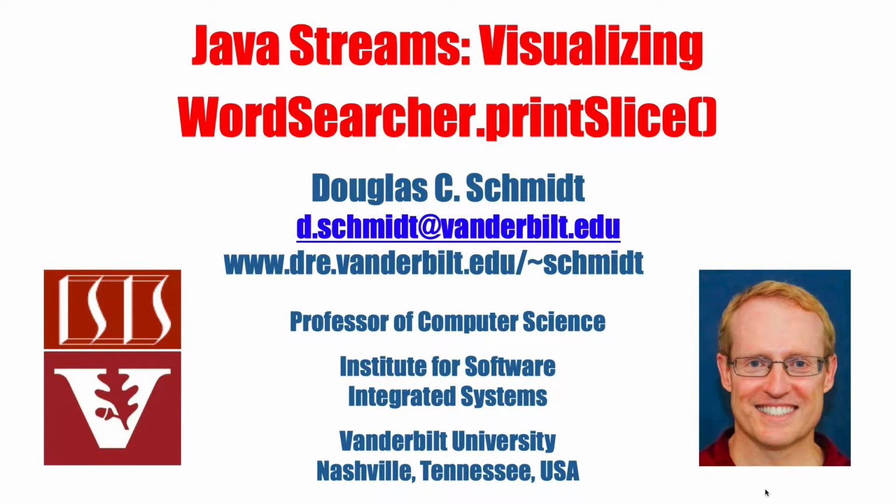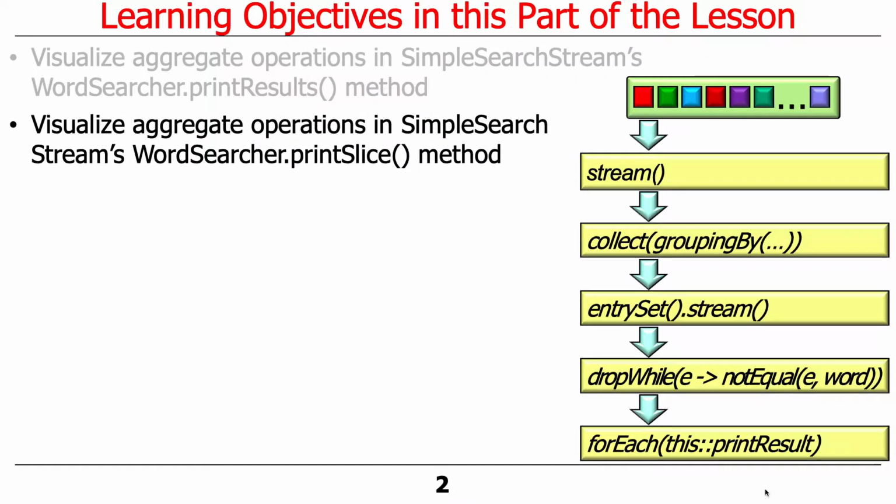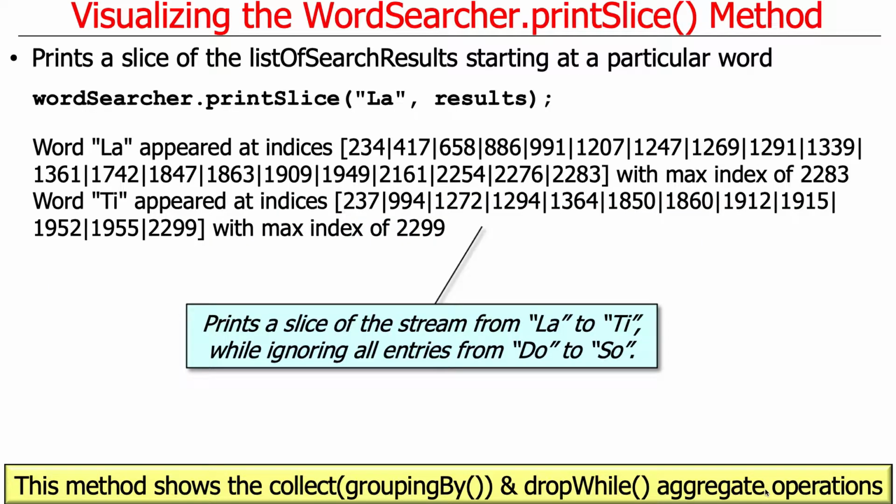So the last couple of lessons have talked about printResults, which prints all the results. Now we're going to talk about printSlice, which is a variant of printResults. And this particular variant will give us a chance to show off some new things. The most interesting thing it's going to show off is something called the dropWhile aggregate operation.